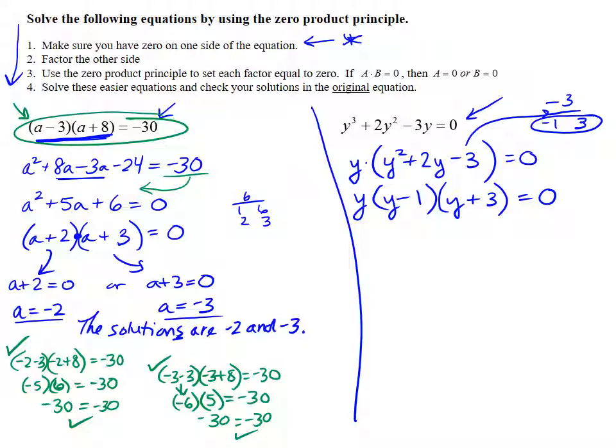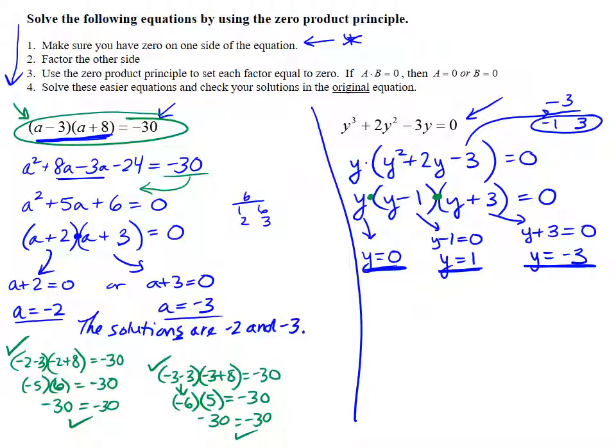In this situation, we have, it turns out, 3 factors multiplied to give us 0. Y times (y minus 1) times (y plus 3) equals 0. So we're going to set 3 factors equal to 0. Y equals 0, which is actually its own solution. Y minus 1 equals 0, which we can solve and get y equals 1. Y plus 3 equals 0. And we get y equals negative 3. So we end up with 3 solutions, and if you look carefully, where we started was with a y cubed.